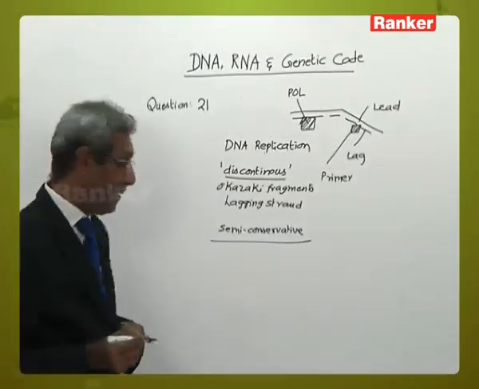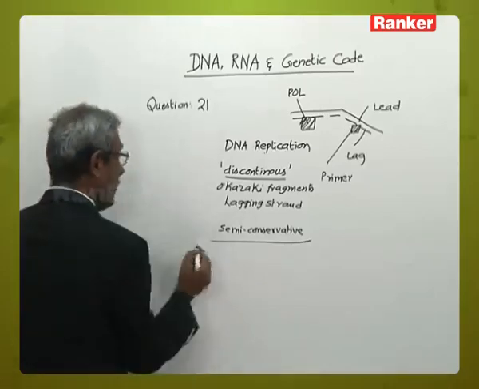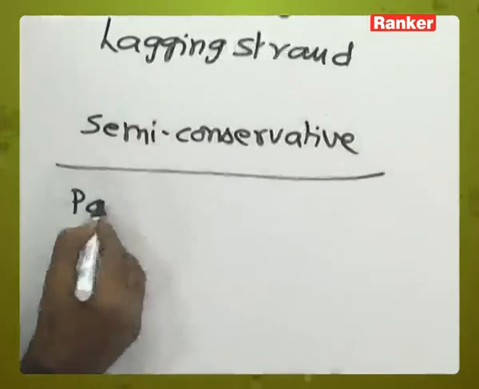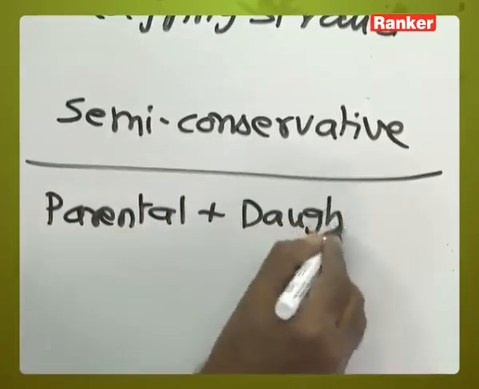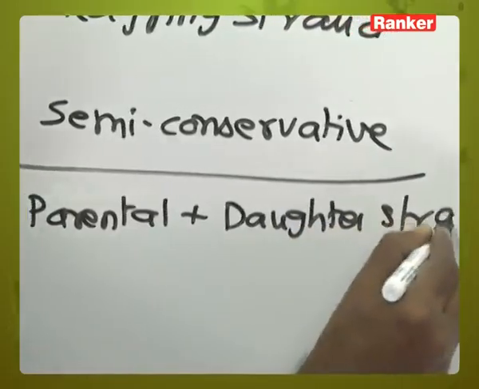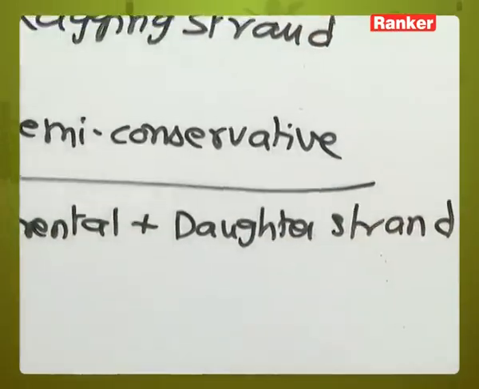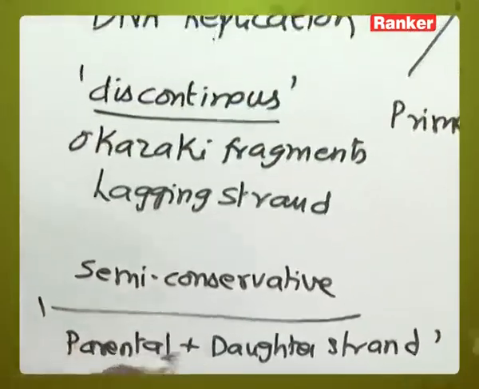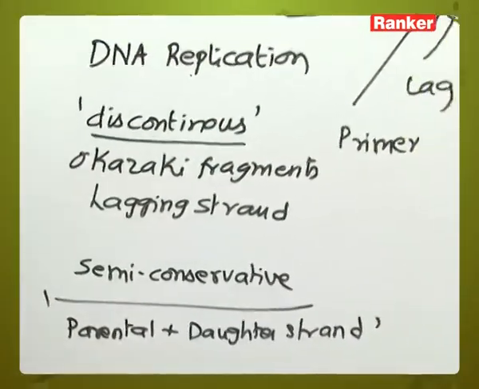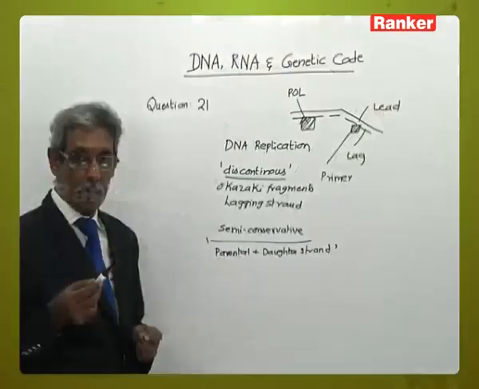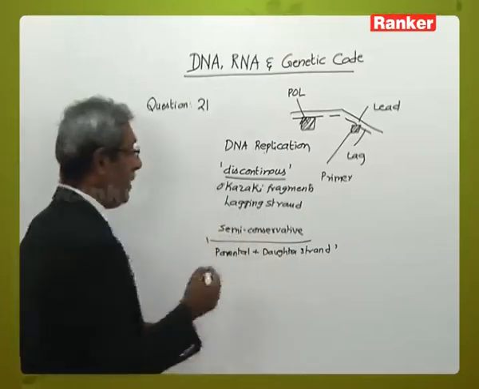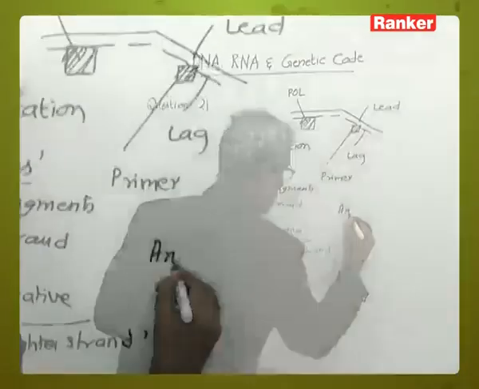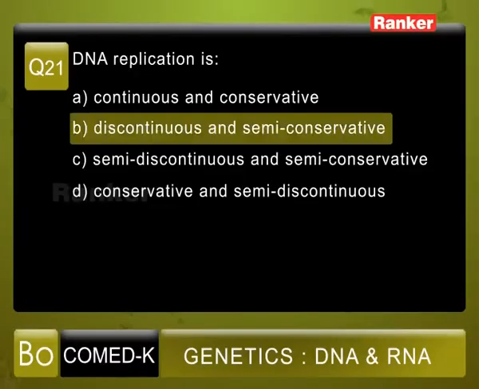When you say semi-conservative, we have only one parental strand and another is the newly synthesized daughter strand, always. The evidence for semi-conservative replication with parental and daughter strands was given by Meselson and Stahl. Hence we understand that it is semi-conservative, and the answer is B. The answer is B.